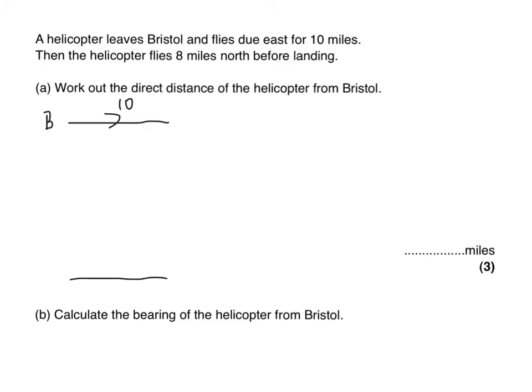Change the diagram. Got to go north, so I need to have space to go up, and it's going up 8 miles. 10 miles east, 8 miles north, and that's it. So it starts off at B and it ends up at its destination, wherever that is. So from B, that would be the direct route, and it asks you to work out the direct distance of the helicopter from Bristol. So we want to work out that distance.